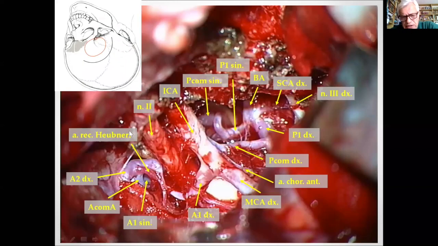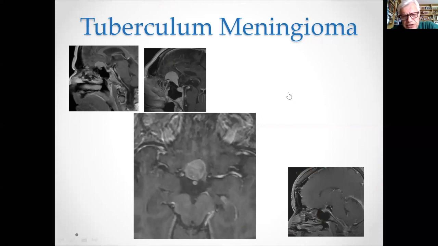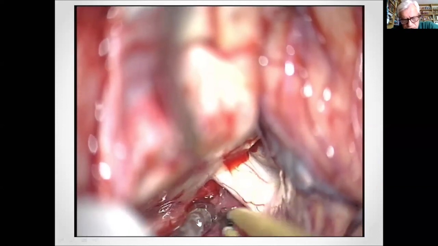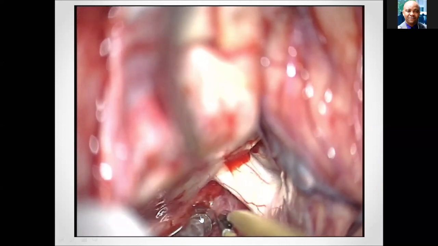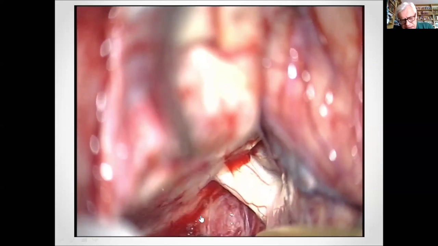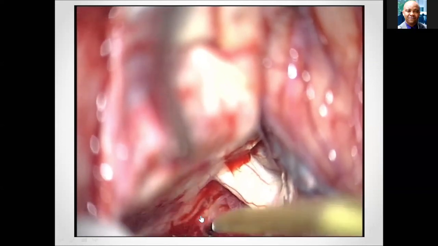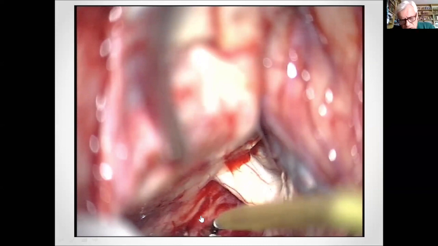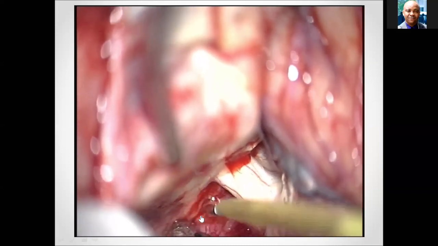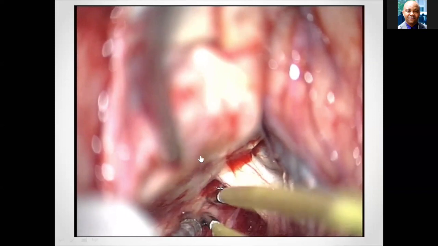And you are in a different space than in this. You see all the vessels here, and you do not see any arachnoid. This is just the opposite. Simple tuberculum sellae meningioma, and you are outside the arachnoid. See that I do not cut the arachnoid. I lift the arachnoid from the orbit. You are working in a completely different space than in vascular surgery. So these are the two main differences.